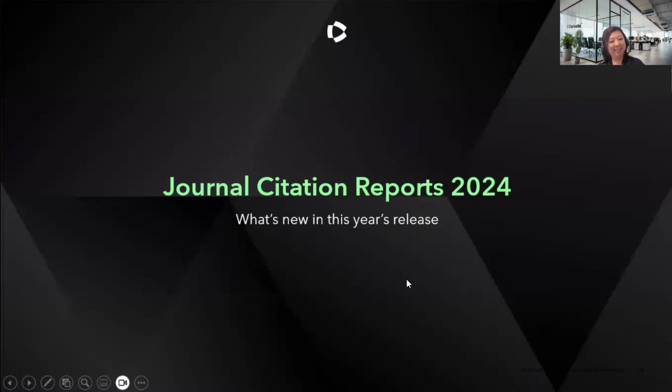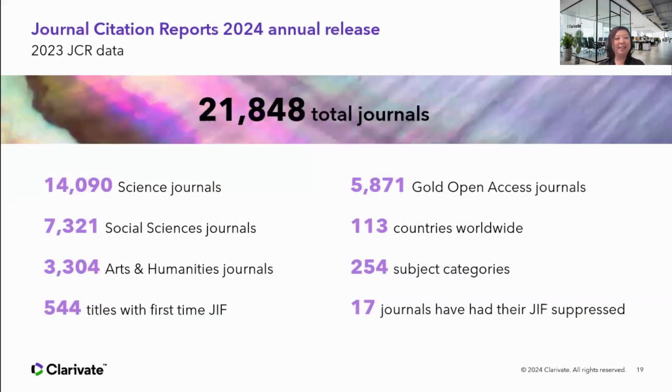Now, what's new in this year's release? That's the most exciting part. We now have 21,848 journals in the Journal Citation Reports, and this includes 5,871 Gold Open Access journals, and we have 544 journals that were given a Journal Impact Factor for the first time. So now you have more journals to choose from. 17 journals were suppressed because of the self-citations and citation stacking that we were monitoring, and it covers over 130 different countries worldwide.